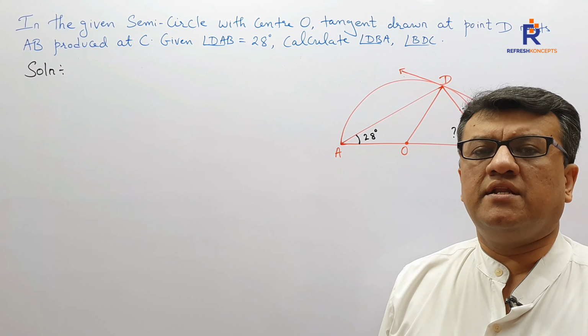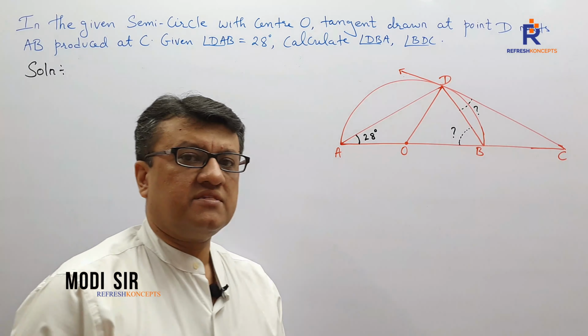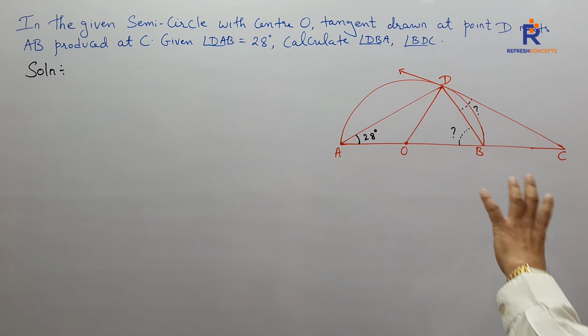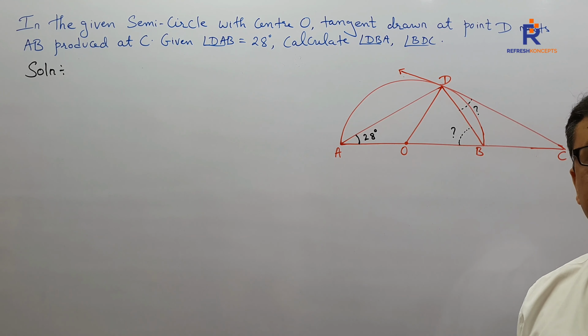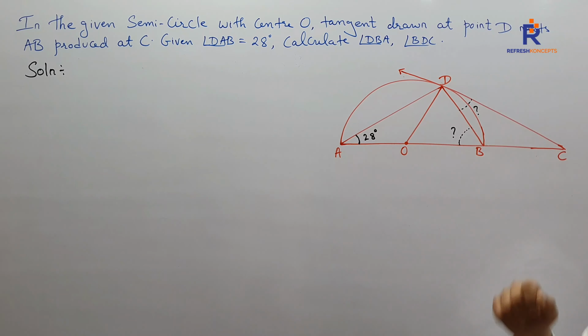Children, let's now move on to sums where we need to find out some values of angles. So we can say that these are numerical sums where some values are supposed to be found out. So what is there now in this particular question? Let's see. In the given semicircle with center O, I shall say AB is a diameter.